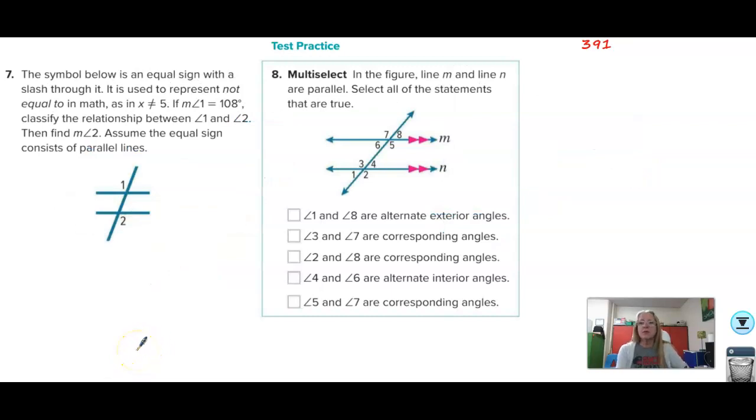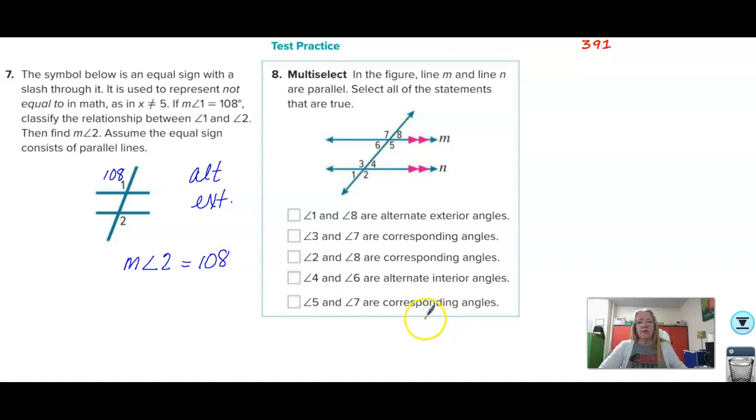Number 7. The symbol below is an equal sign with a slash through it. It's used to represent not equal to in math, as in x is not equal to 5. If the measure of angle 1 is 108, classify the relationship between angle 1 and 2. Then find the measure of angle 2. Well, 1 and 2 are on opposite sides of the transversal, so they're alternate, and they're outside the parallel lines, so they're alternate exterior. And we want to find the measure of angle 2. Alternate exterior angles have equal measures, so the measure of angle 2 is also going to be 108.